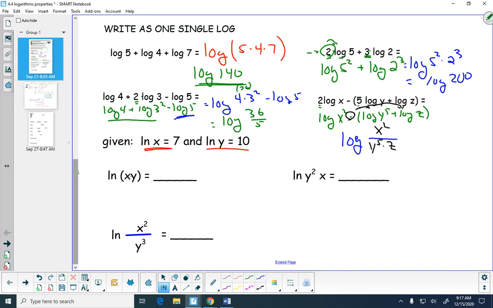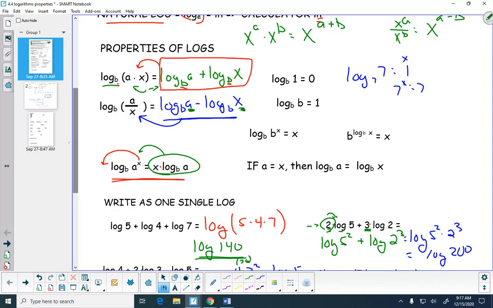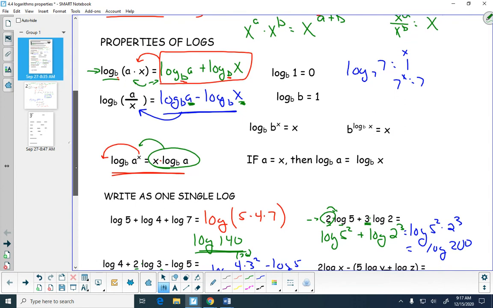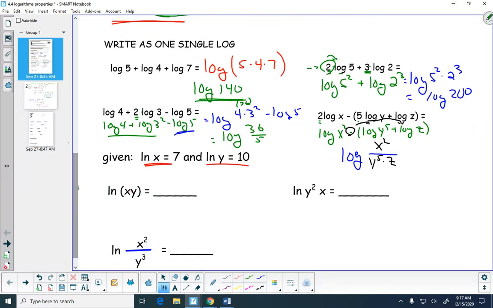So if I have the log of x times y, and I would separate them into their own separate logarithms, Mickey, what would that look like? I have multiplication here. What would I do to separate it into their logs? Let's take a look at that property. You'd add them. So we have the ln of x plus the ln of y. Well, the ln of x, I give you as a value of 7. The ln of y, I give you as a value of 10. So we have 7 plus 10, or 17.